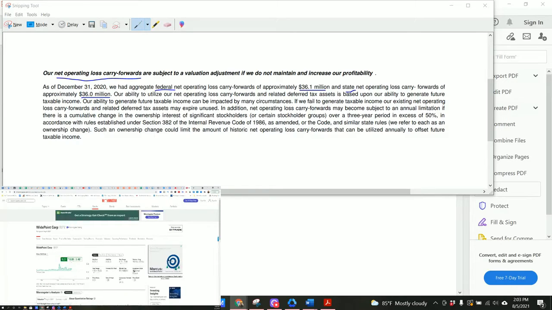Okay. So this company has a market cap of $57.15 million as of this recording. They have $36 million in federal net operating loss carryforwards. They have $36.0 million in net operating loss carryforwards at the state level.